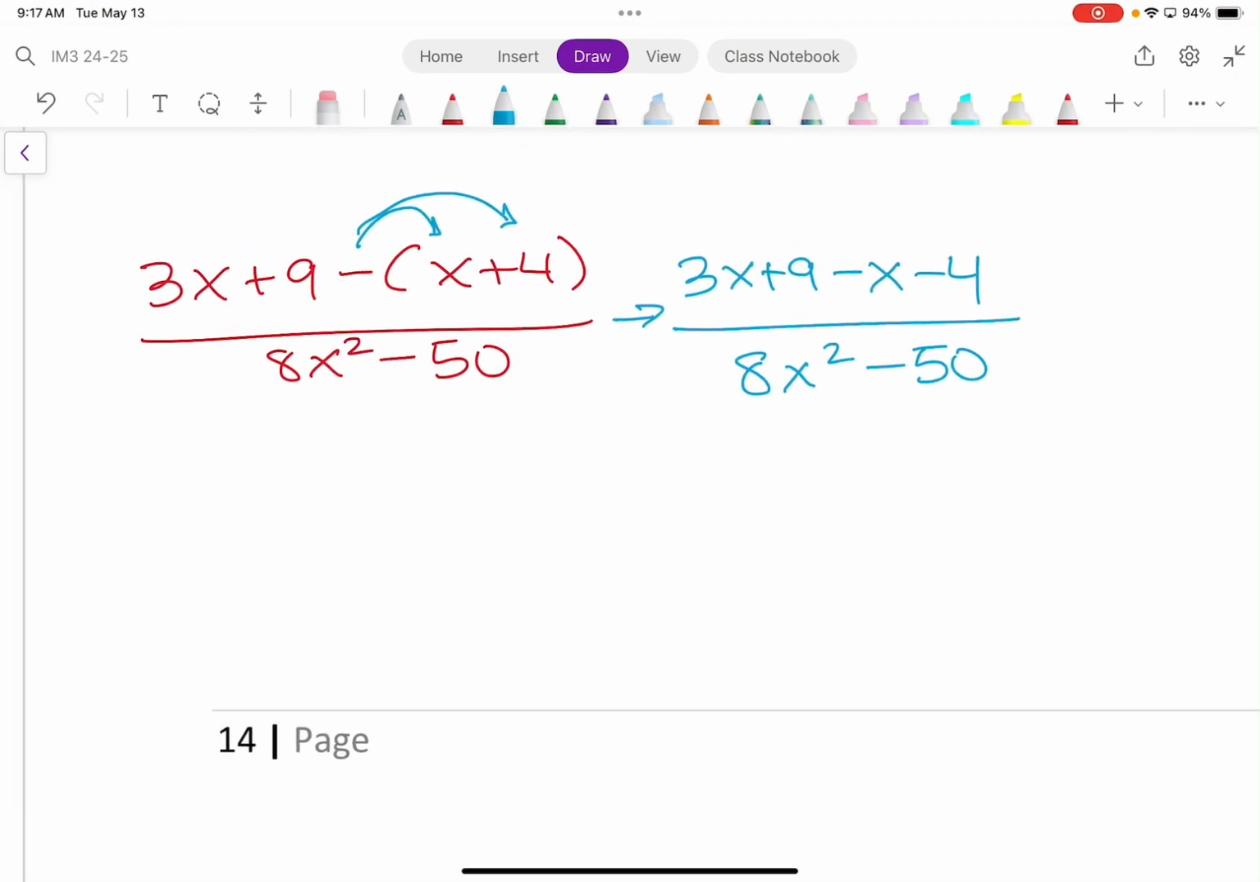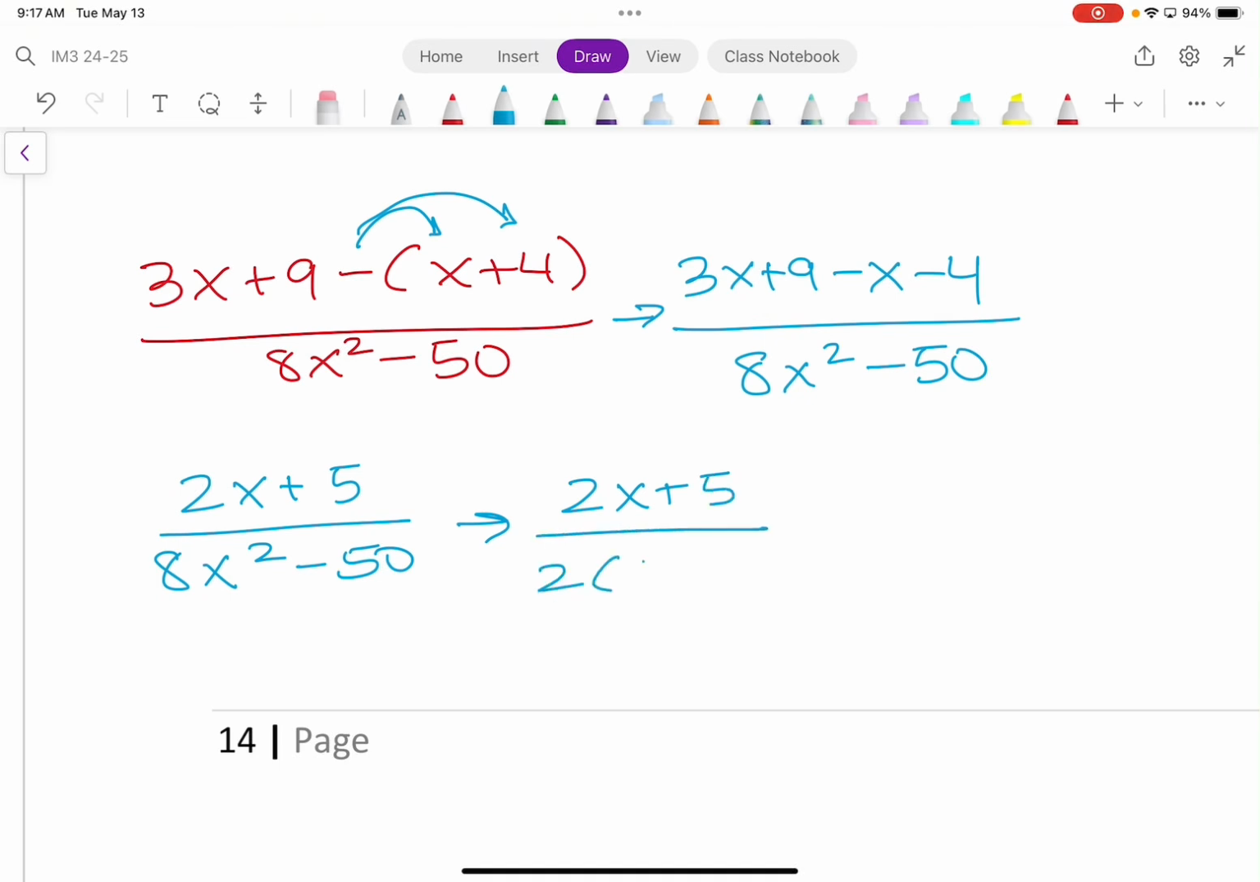Okay, anyway, we combine like terms, so 3x plus 9 minus x minus 4, we get 2x plus 5, and 8x squared minus 50. So the bottom is looking a lot like a difference of squares, but we can't do a difference of squares just yet. We have to actually factor a 2 out. So we'll do 2x plus 5. We factor a 2, and that'll give us 4x squared minus 25.